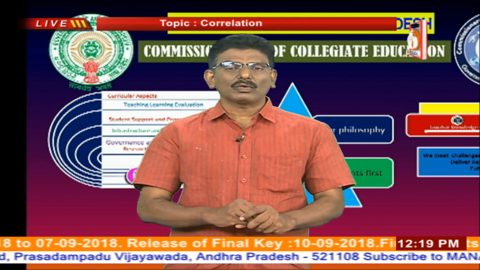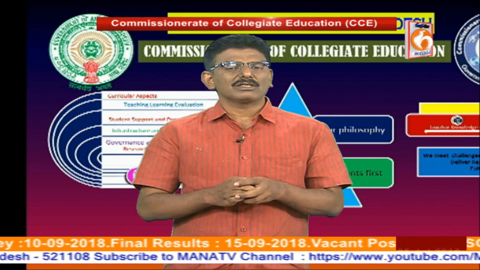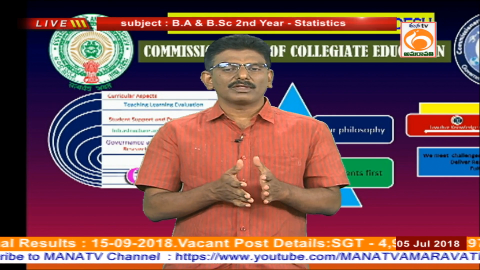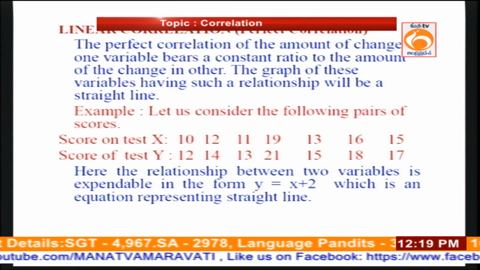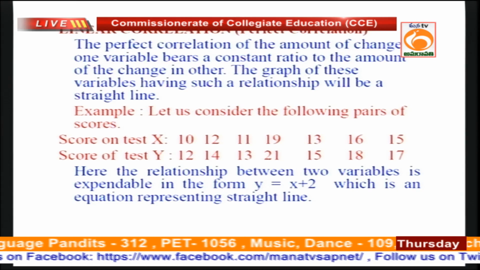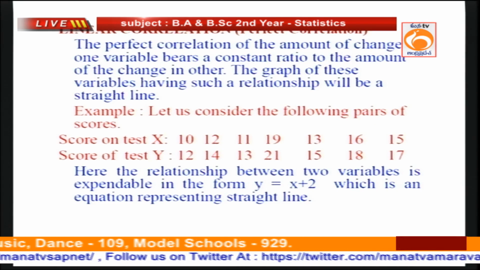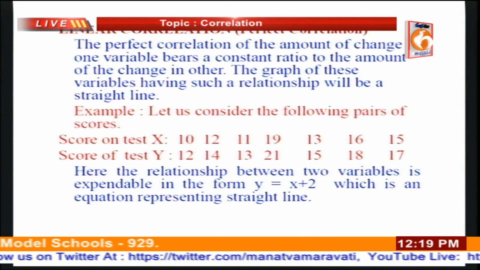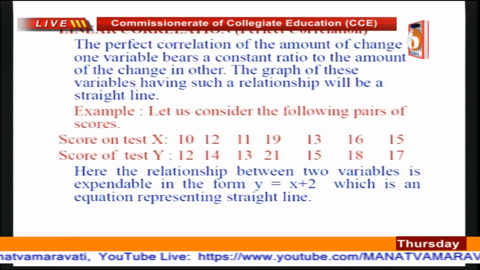Next, linear correlation is called perfect correlation. Perfect correlation means the amount of change in one variable bears a constant ratio to the amount of change in the other variable. For example, x values are 1, 2, 3, 4, 5 and y values are 2, 4, 6, 8, 10. What is the relationship between x and y here?